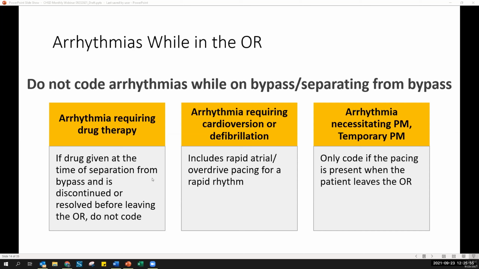Arrhythmia requiring cardioversion and defibrillation: what we've seen here in some of the detail is that rapid atrial or overdrive pacing for a rapid rhythm is going to be included here and not under temporary pacing. And then arrhythmia necessitating a pacemaker or temporary pacing, you're only going to code this pacing if it is still present when the patient leaves the OR. So those are the clarifications that have been made here.